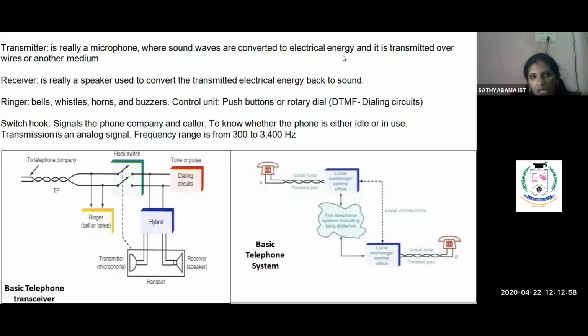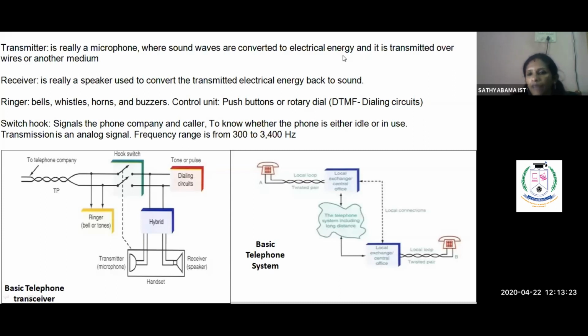The frequency range for the telephonic medium will be from 300 hertz to 3400 hertz. So this is the basic telephonic transceiver diagram, and the second diagram is a basic telephone system diagram. The twisted pair is a cable medium that we use for the communication.